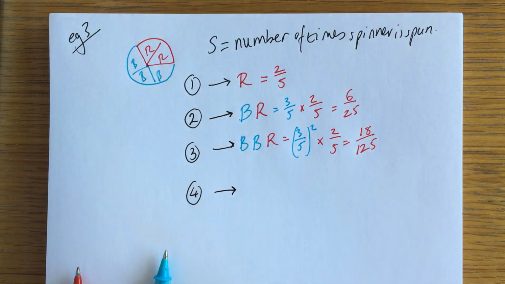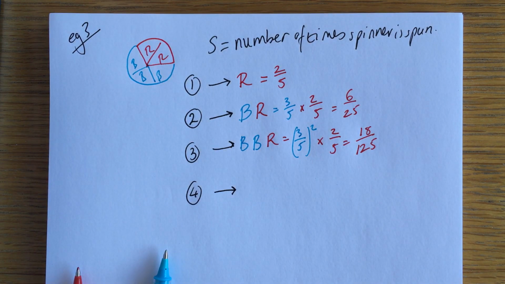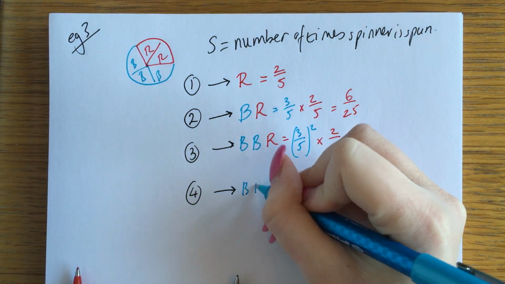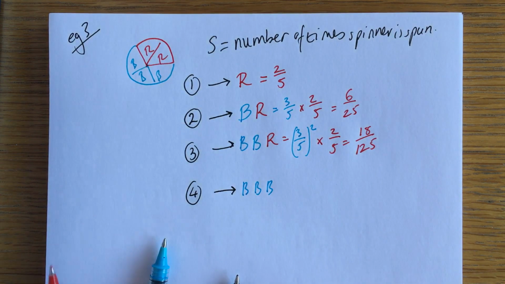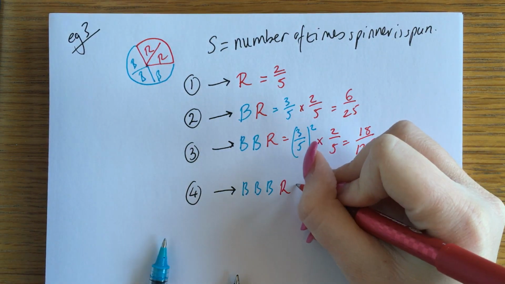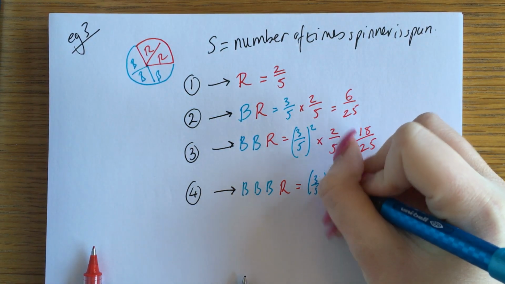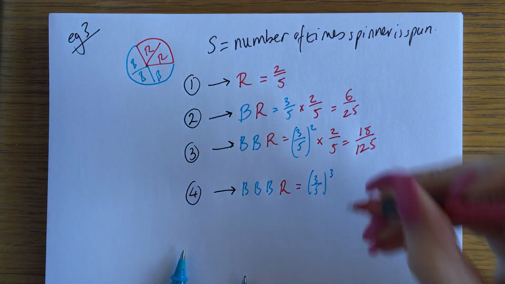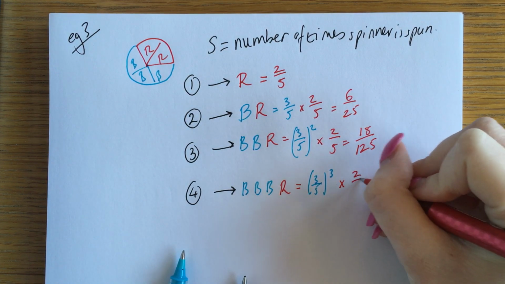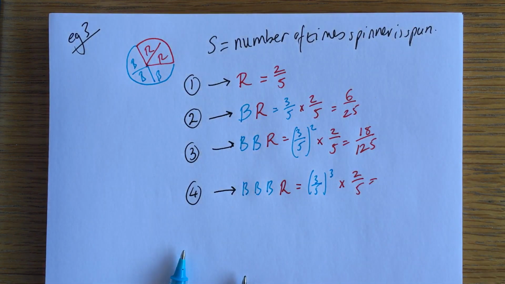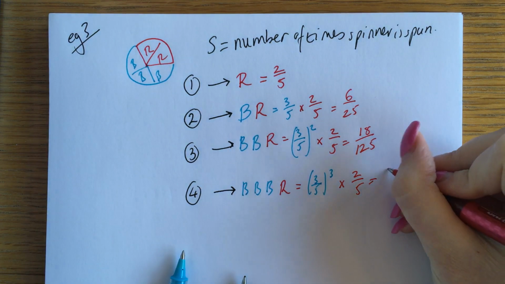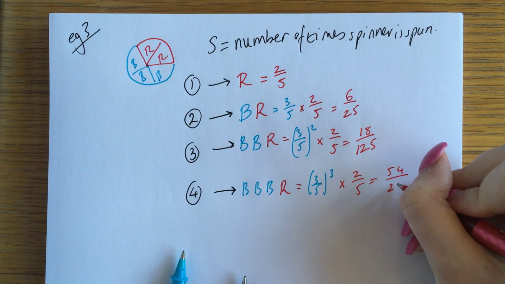Now, 4 times you have to be careful. The likelihood is that you would put that you got 3 blues and then a red, which is not wrong. That is absolutely one of the options, and that is 54/625.